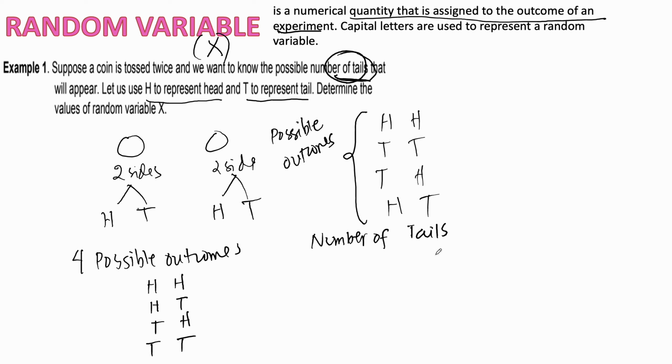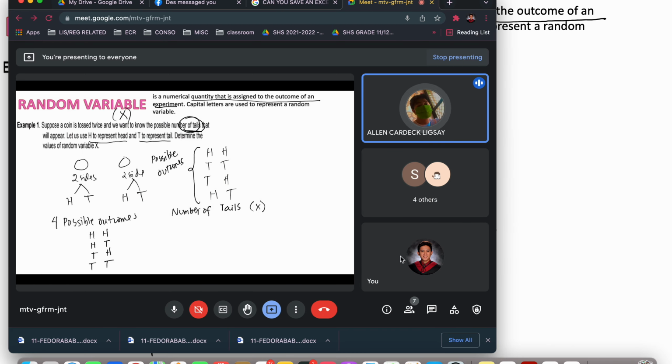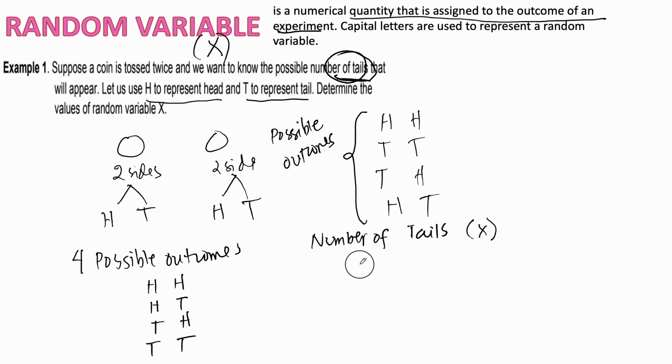So, ito na yung random variable natin. Lagyan natin ng variable x. So, sa first outcome, head and head, meron bang tail? Wala. Very good. So, 0 to. Dito, sa head or tail, may tail na ba? Yes, very good. So, 1 na to. As well as here, tail and head, 1 na rin. At dito, tail and tail, 2 na siya.